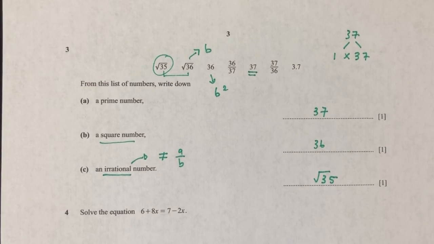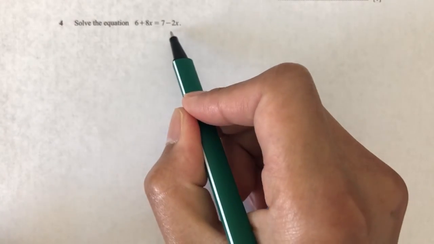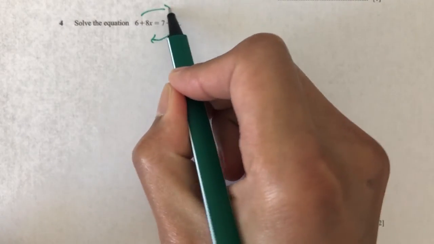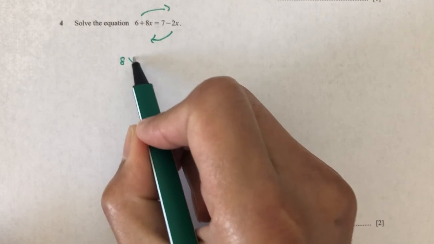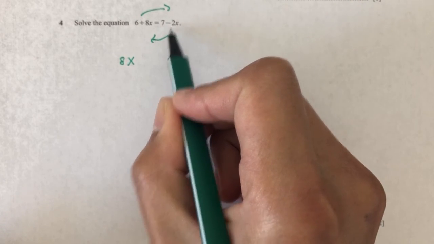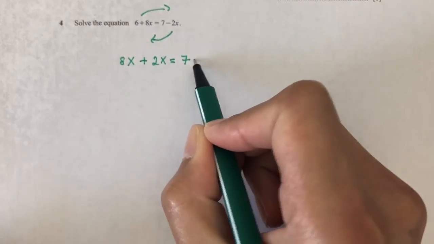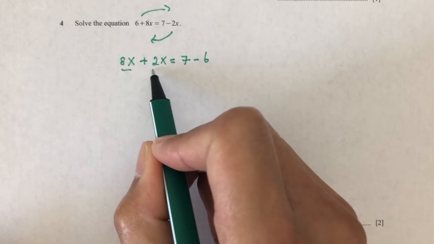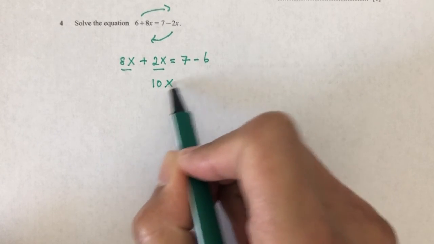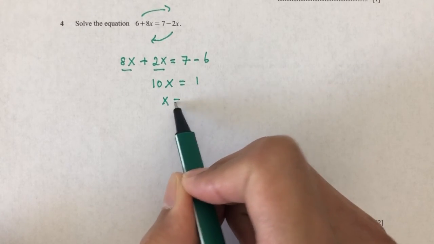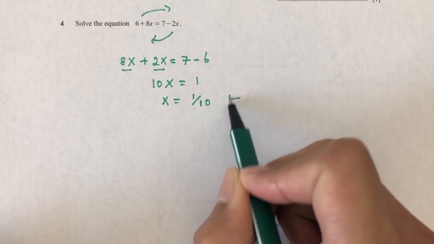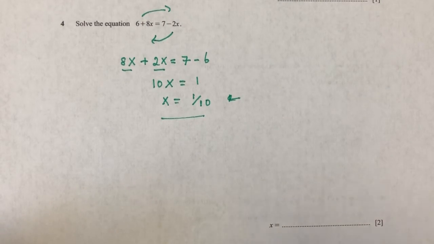Question number 4, solve the equation 6 plus 8x equals 7 minus 2x. The first step is we have to put x on one side and put all the constants on the other side. So minus 2x will become plus 2x equals 7 minus 6. So 8x plus 2x will be 10x equals 1. x will be 1 over 10, and this is your answer for question number 4.